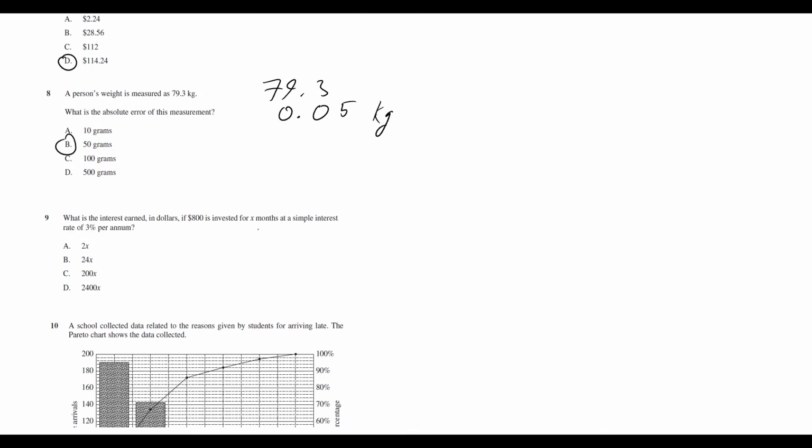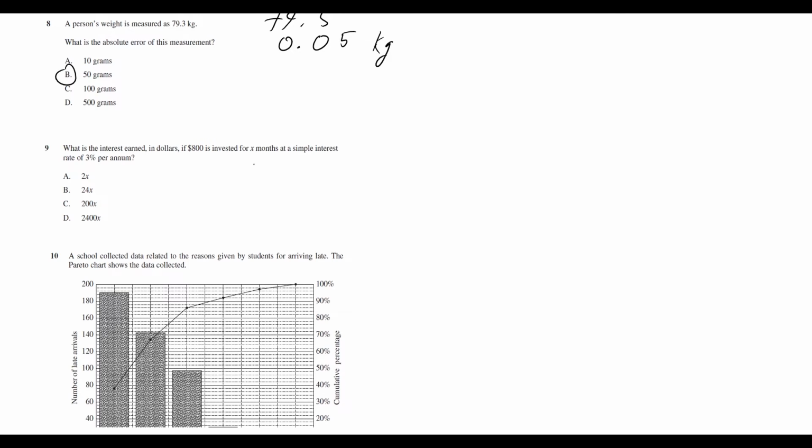Okay, question 9. So what is the interest earned in dollars if $800 is invested for X months at a simple interest rate of 3% per annum? All right, so simple interest formula, let's have a quick think about that. So it's I equals P R T. Some people put N, some people put T, doesn't really matter. So if $800 is invested for X months at a simple interest rate of 3%, what is the interest earned? Okay, so we know the principal, and we know the rate, and we know T is X months.